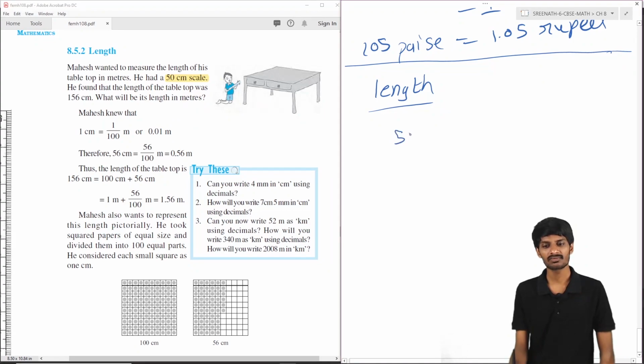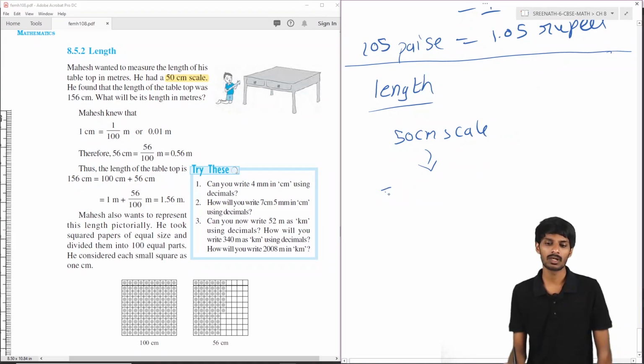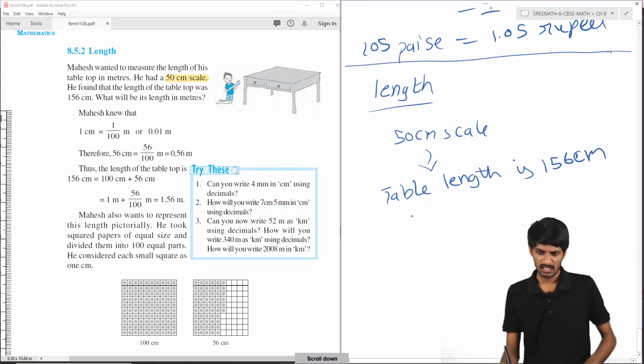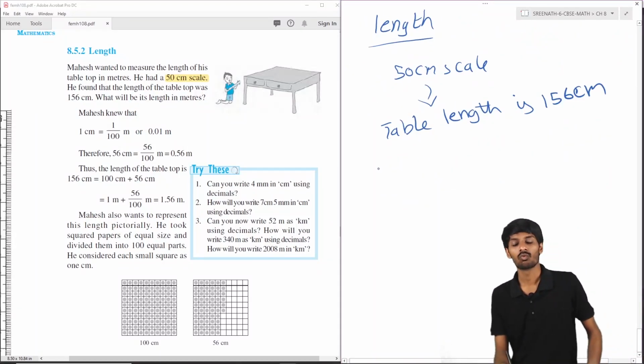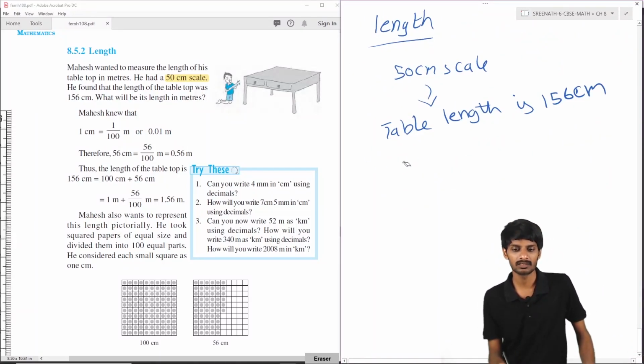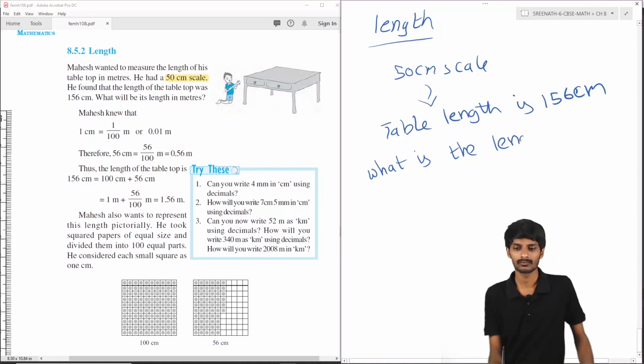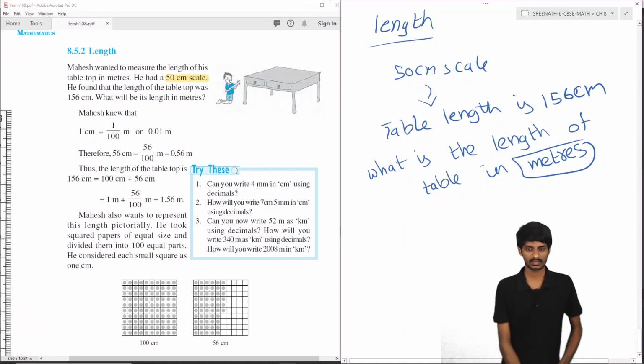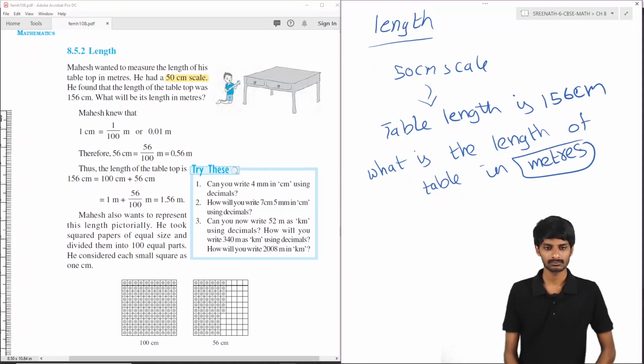So what he has is a 50 centimeter scale, and he measured using it that the table length is 156 centimeters. But now what I am asking is, what is the length of the table in meters? What is the length of the table in meters? Okay, students.